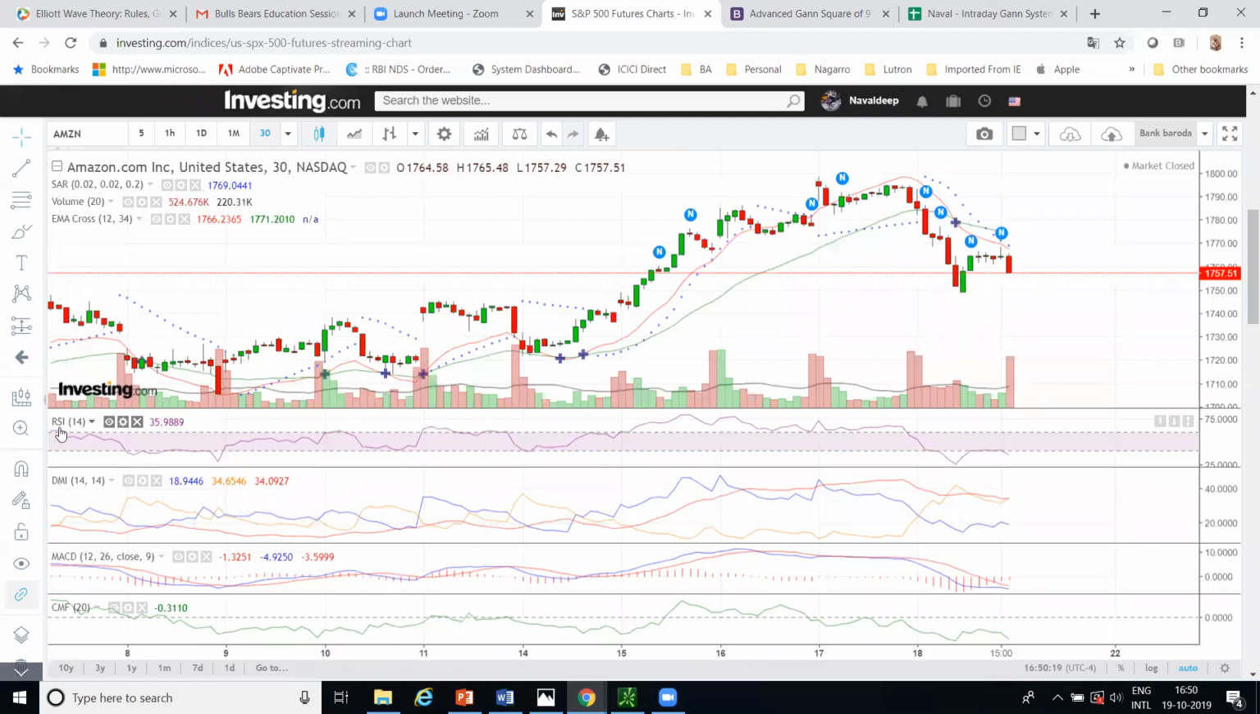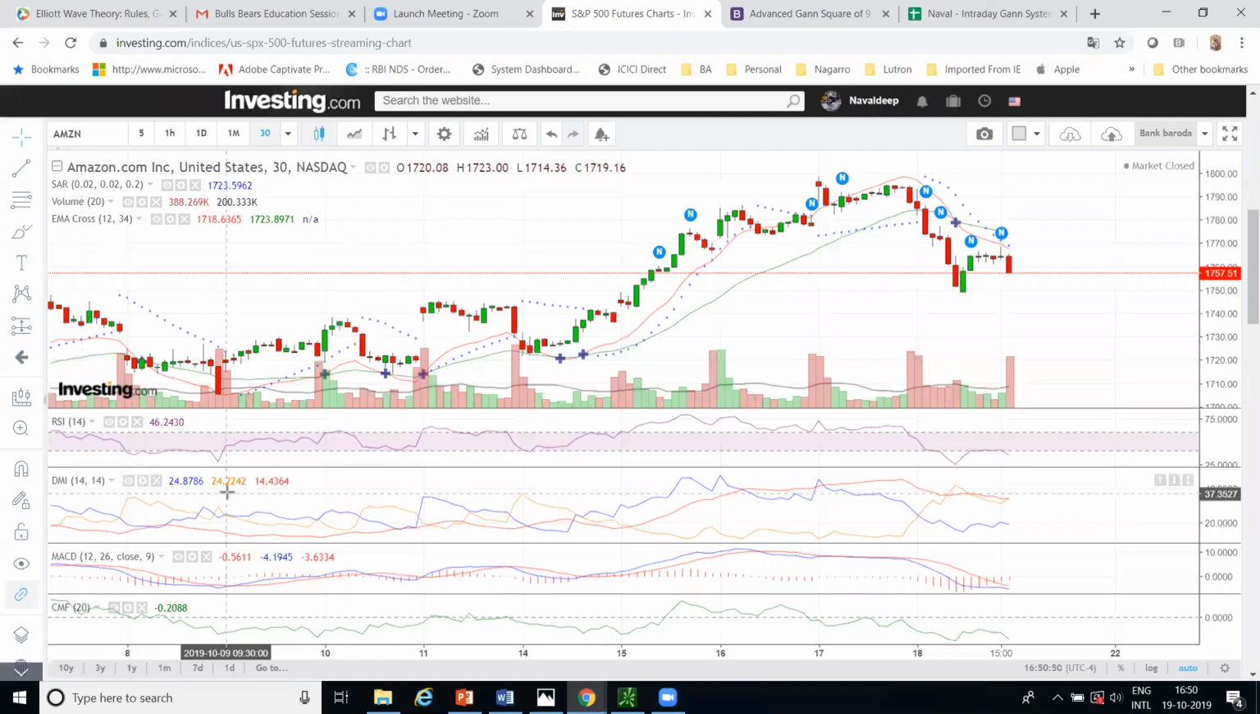There are a few more indicators here: RSI, DMI, which is the directional movement indicator, and MACD. And this is Chaikin money flow. 99% of people don't use this, but it is very handy and very useful. RSI tells you the strength of the stock or the equity or the security, whatever you are trading, during that candle time frame. The directional movement indicator tells you the strength of that trend.